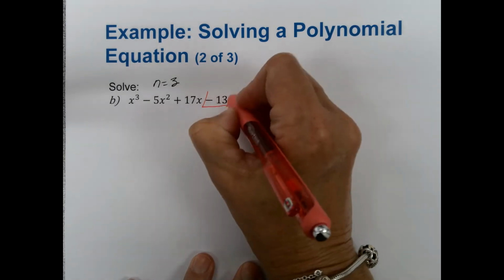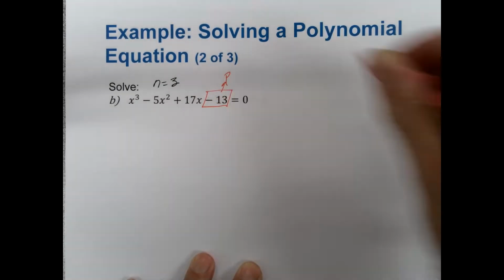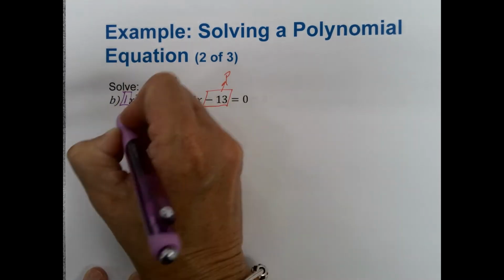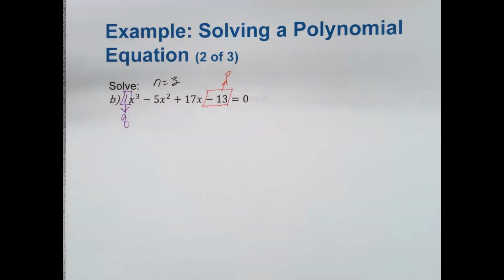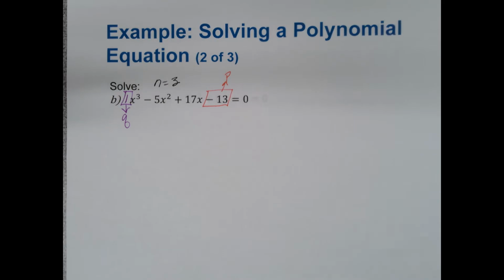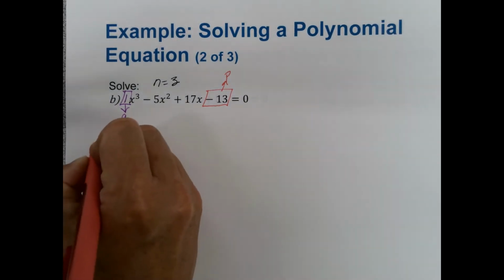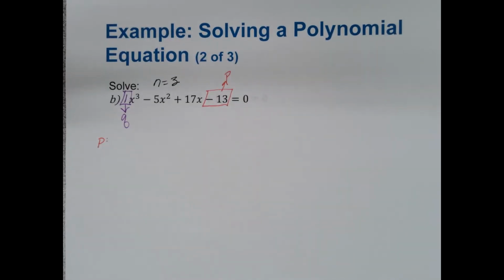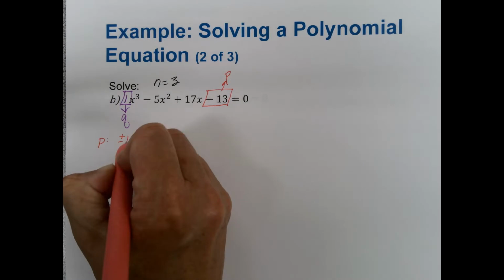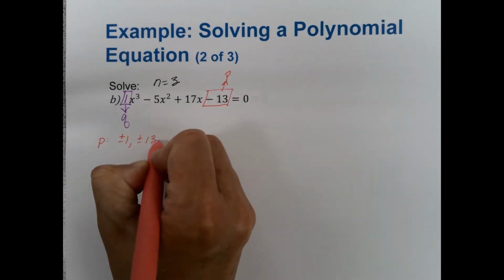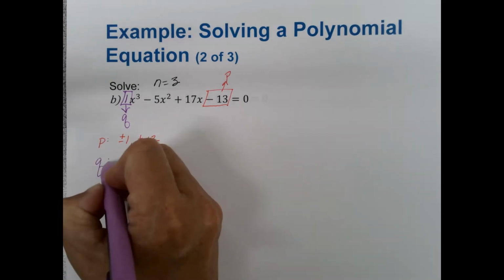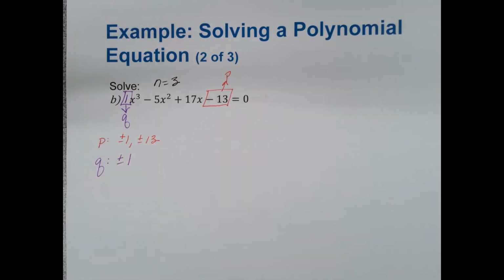My p's will come from the 13. And again, we're lucky. Our q's will come from the 1. So my p's are numbers that multiply to give us 13. 13 is a prime number. Just 1 times 13 gives us 13. So we get plus or minus 1, plus or minus 13. The q's are the factors of 1. Well, that's just plus or minus 1.